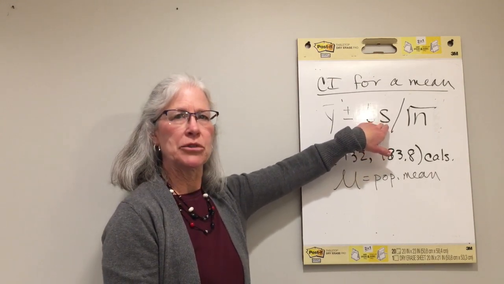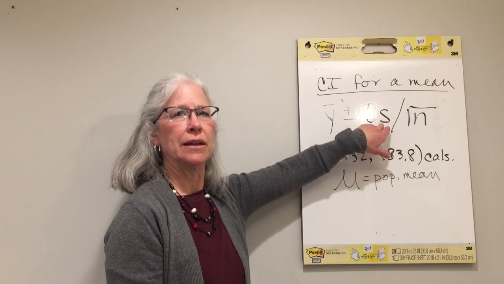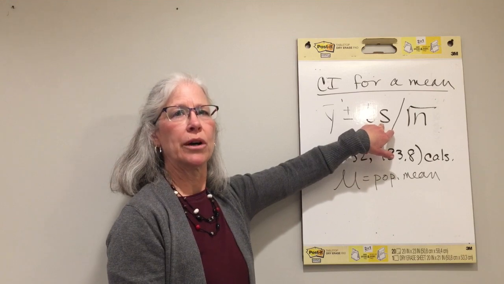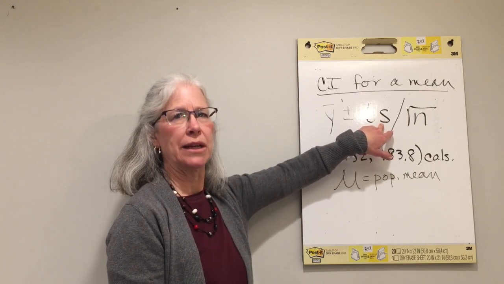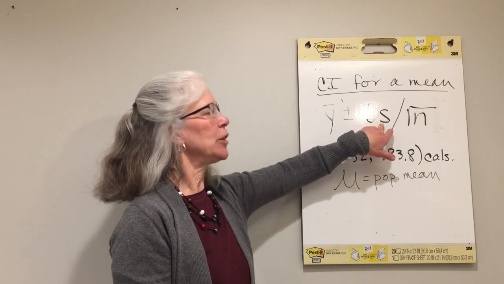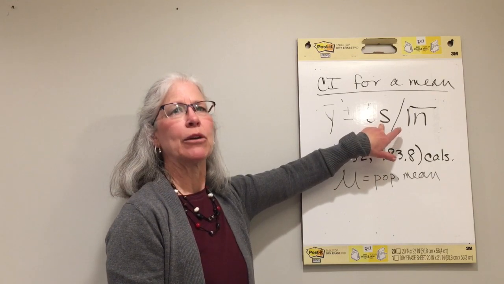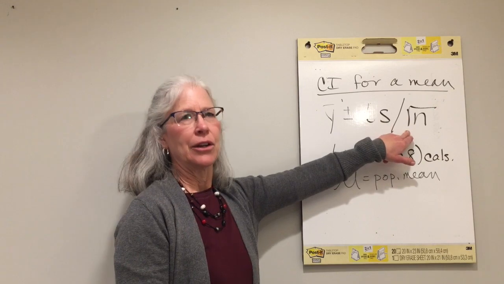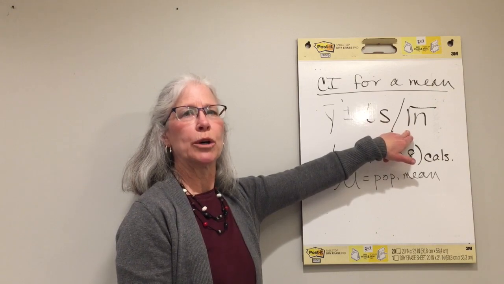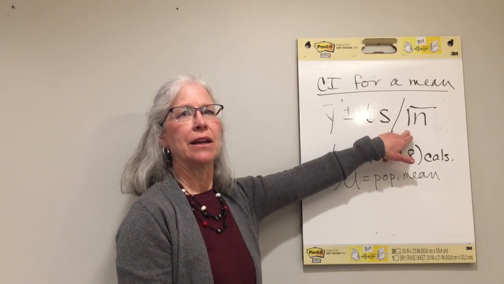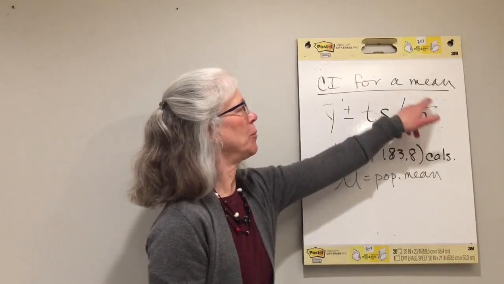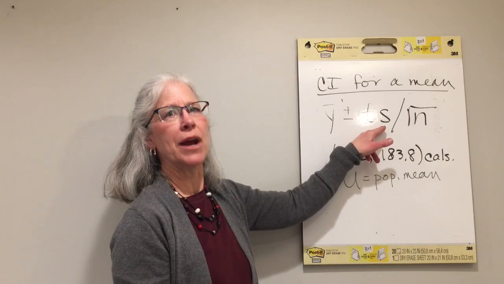Standard deviation. Remember, standard deviation is a measure of spread, of variability. So if we increase our standard deviation, we have more variability, more spread, less precision. So if you increase your standard deviation, you will have a wider interval. Sample size. With an increased sample size, you have more precision. So we have a narrower interval. So all these things affect the width. They're all part of the margin of error that we're adding and subtracting.